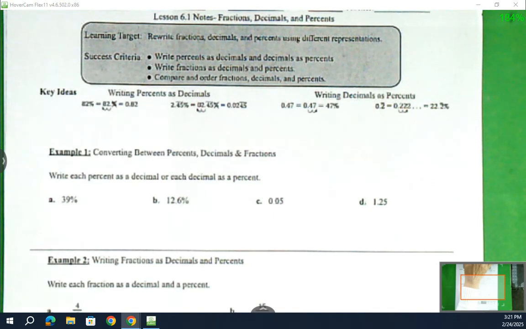Okay, welcome. This is lesson 6.1, notes on fractions, decimals, and percents. And today we're going to be rewriting fractions and decimals and percents using different representations.